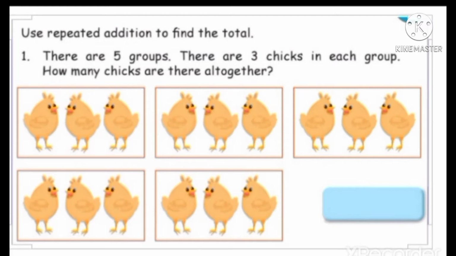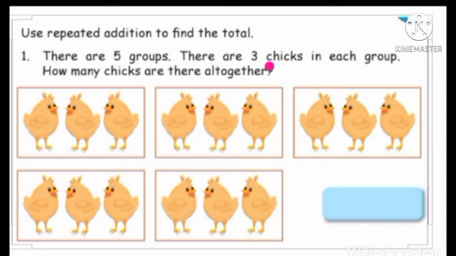See children, use repeated addition to find the total. Now we are going to see repeated addition. First sum, there are 5 groups. There are 3 chicks in each group. How many chicks are there altogether?